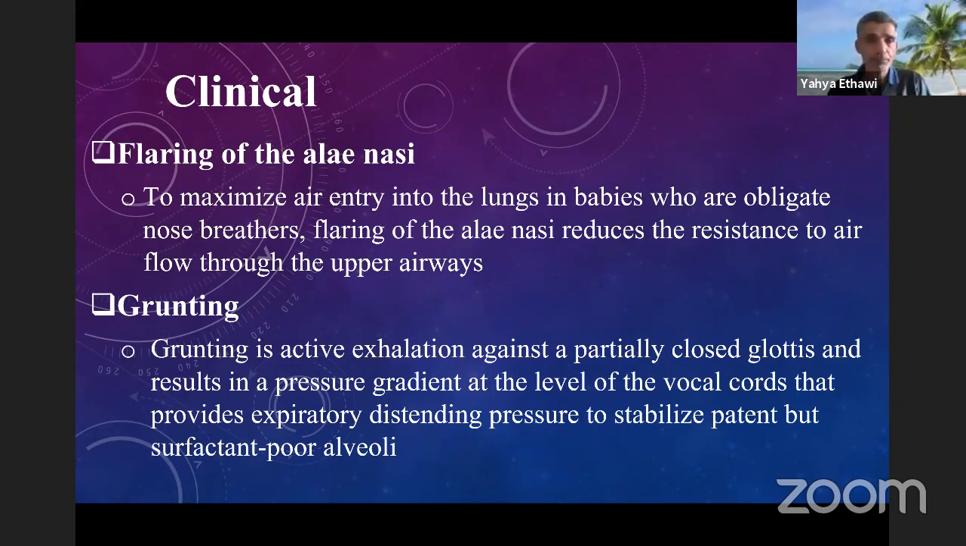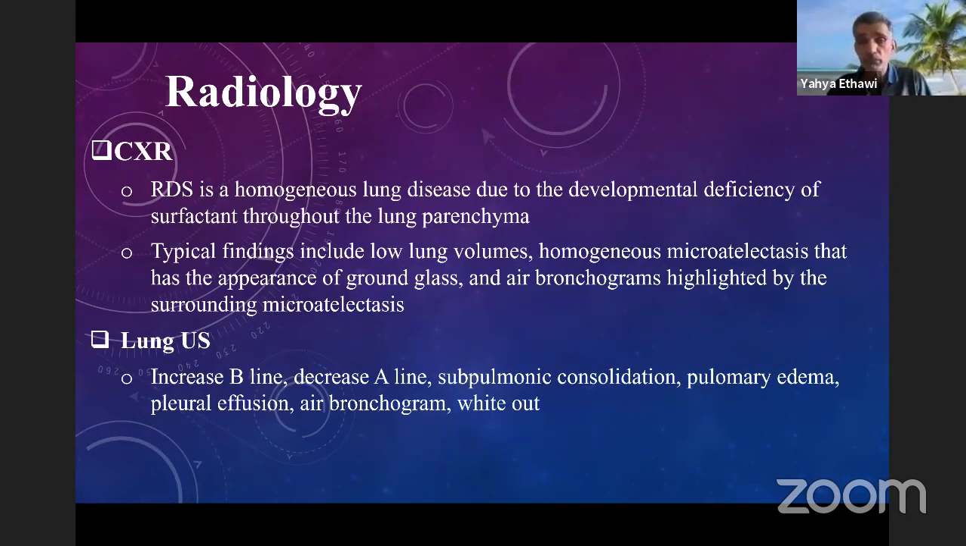Chest X-ray: RDS, remember, is a homogeneous disease because it's a developmental deficiency of surfactant. So it involves all the parenchyma. So there is low lung volume, there is homogeneous microatelectasis, and therefore it contrasts with the airways that have air. So it looks like a ground glass appearance with some air bronchogram.